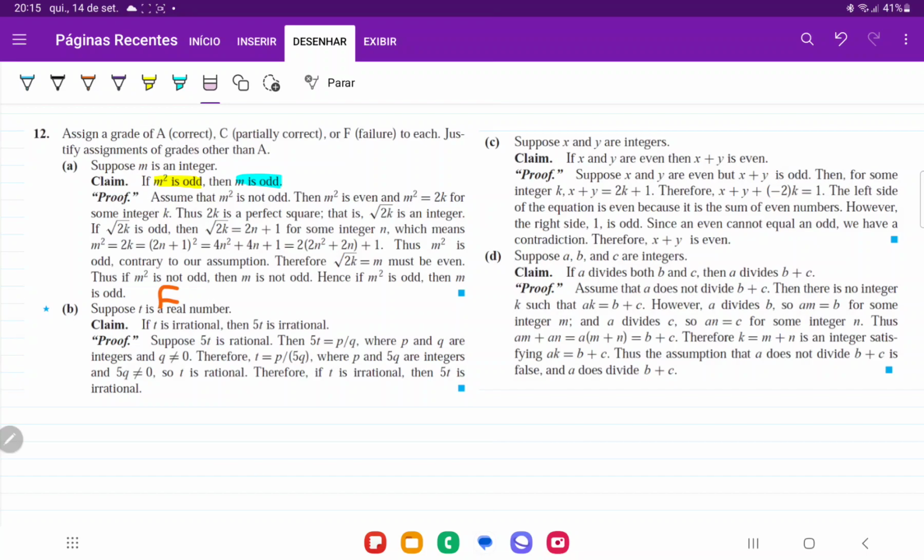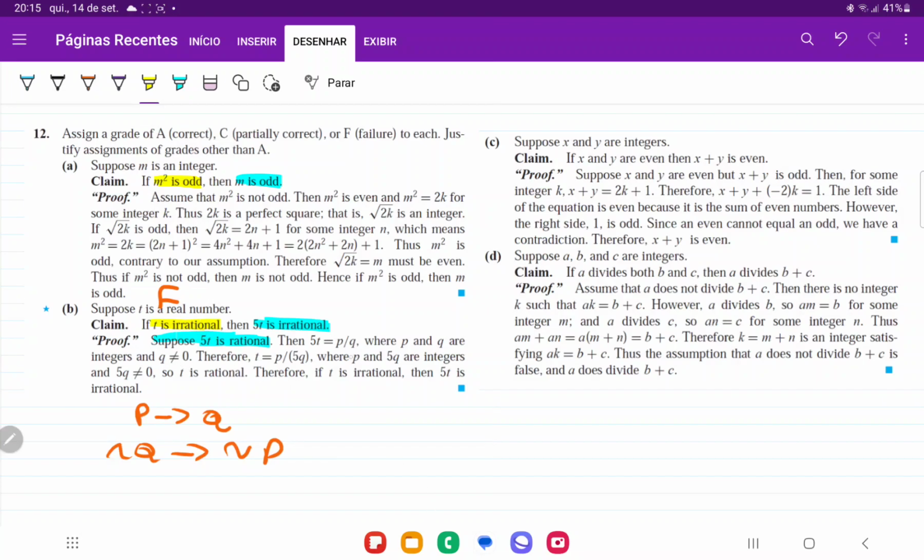Okay, now let's do item B. If T is irrational, then 5T is irrational. So now they're doing the contrapositive, right? They're trying to show if P implies Q, and then they're going if not Q, and then show that it leads to not P. So we have here 5T is irrational, so they're supposing not Q, and that would be our P. So if 5T is rational, then 5T is equal to one integer over another, P over Q, where Q is not equal to 0, so that is correct.